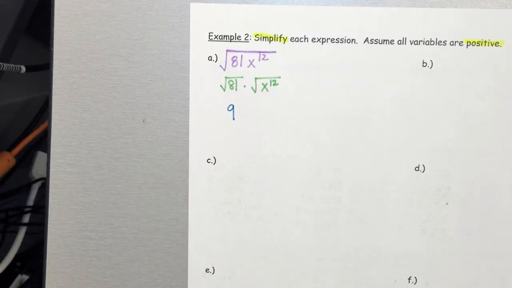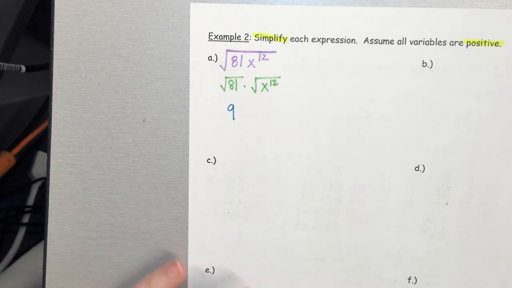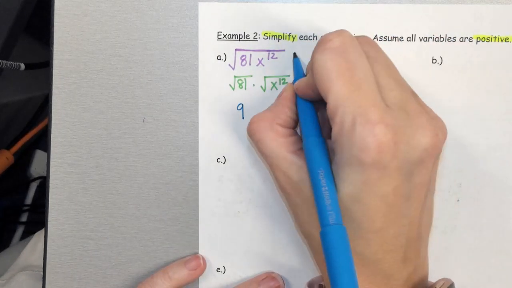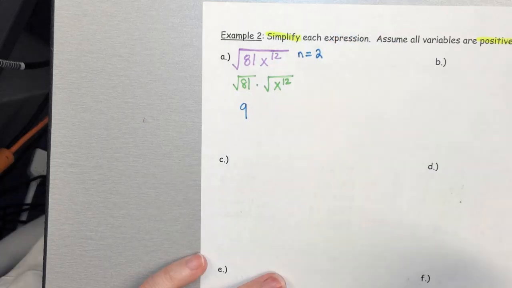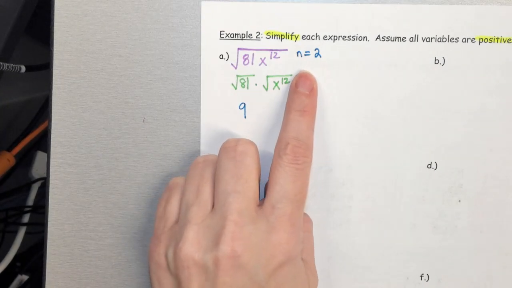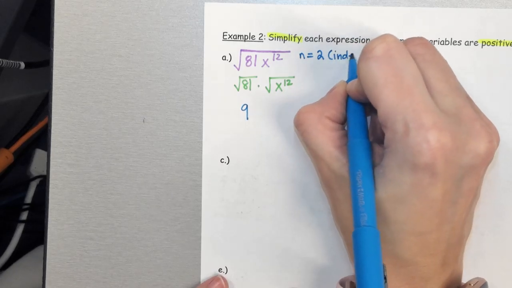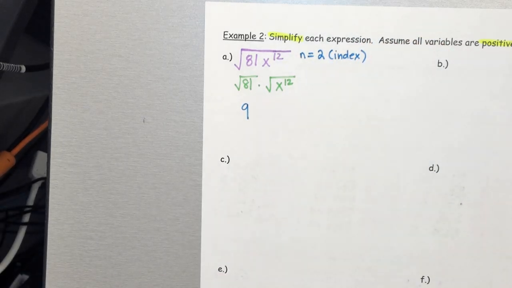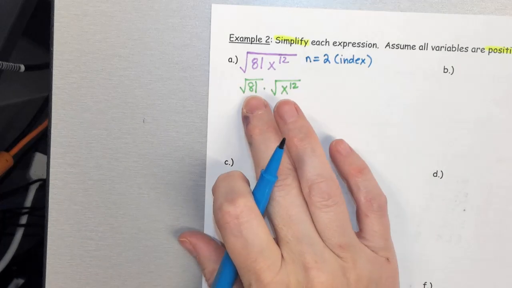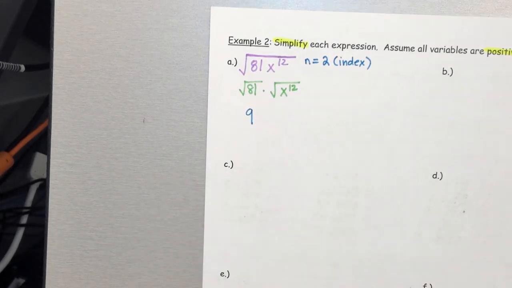Okay, for the rest of it, I'm going to show you some visuals. This isn't something you're going to have to write out every time, but I want you to have this for your notes. So we're going to make sure we understand what the index number is. So this is your index. It's 2 because you can't see it, so it's a square root. Okay, and that lets you know how many groups you have to have, how many factors you have to have in order for it to come out. So 9 squared is 81, which is why we take out the 9.